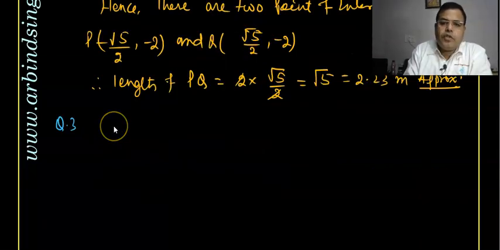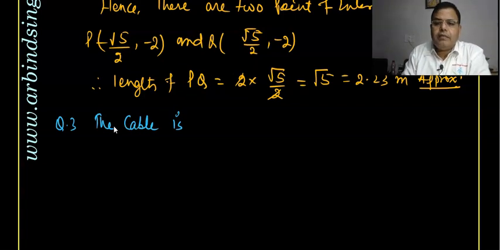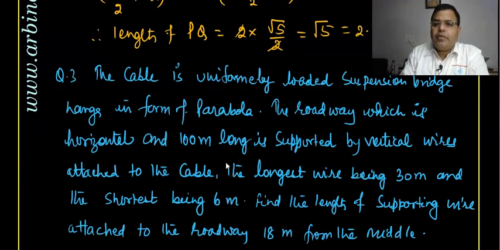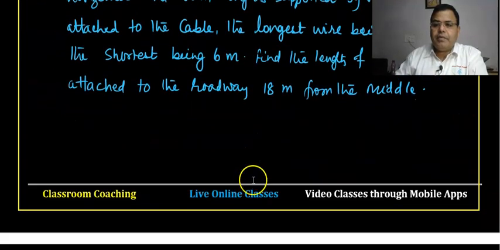That would be the answer. Now question number 3. Let me write the question, till then I'll pause the video. So here is the question: the cable of a uniformly loaded suspension bridge hangs in the form of a parabola. The roadway, which is horizontal and 100 meter long, is supported by vertical wires attached to the cable, the longest wire being 30 meter and the shortest being 6 meter. Find the length of the supporting wire attached to the roadway that is 18 meter from the middle.